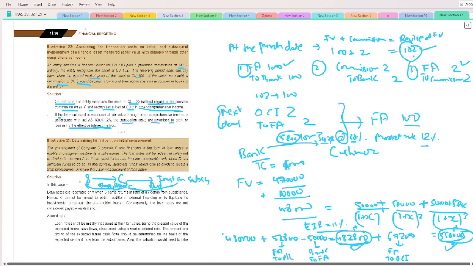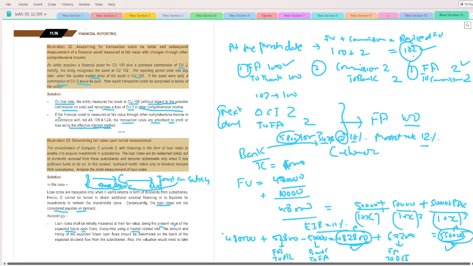Okay, analyze the initial measurement of the loan notes. In this case, the loan notes are repayable only when C earns the return in the form of the dividend from the subsidiary, correct? Hence C cannot be forced to obtain additional external financing, or to liquidate its investment to redeem the shareholders' loan. Consequently, the loan notes are not considered payable on demand. Accordingly, the loan notes shall be initially measured at their fair value, being the present value of the expected future cash flow. So here you need to predict when you will be receiving the dividend and when it can be repaid.